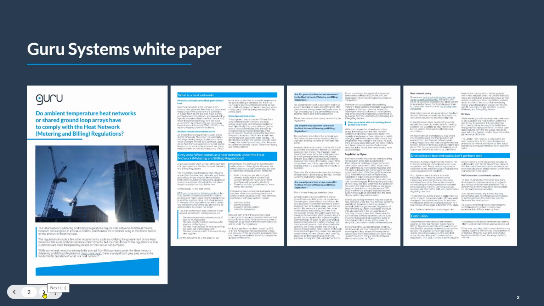While some heat networks are explicitly exempt from fitting meters under those regs, such as purpose-built student accommodation, there is a significant grey area we find that really starts with the fundamental question of what is a heat network. So we published this white paper, which looks at the different types of heat networks and whether they're covered by the regulations. Okay, so let's get started.